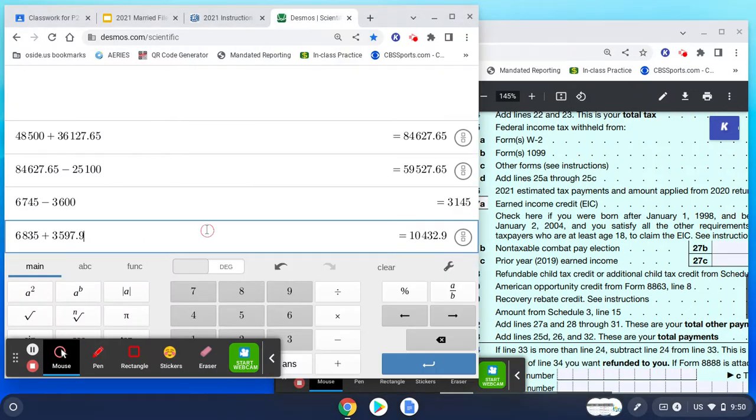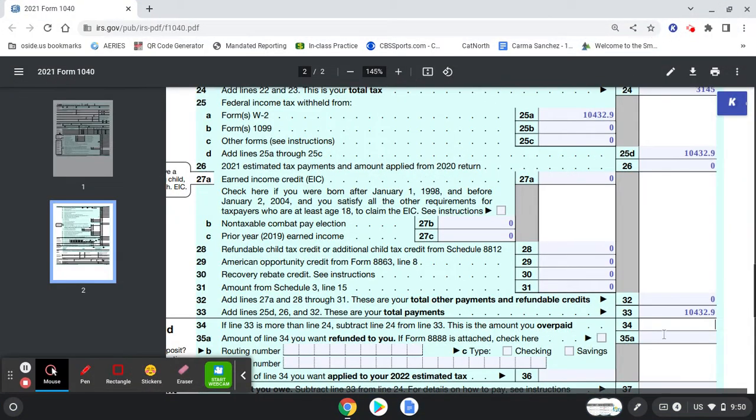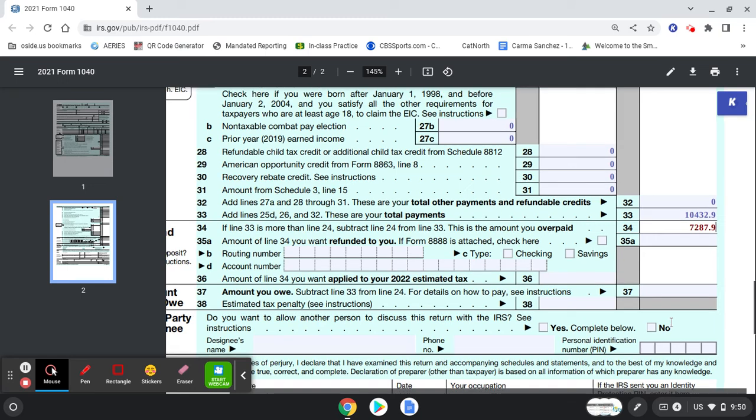Let's go subtract those amounts. Ooh, look at this money I'm getting back right now. $7,287.90 is my refund. And I would like the whole amount. You can't keep any of my money. Go ahead and send it directly to my checking account by putting in my routing number and my account number. It's going to direct deposit for me. Otherwise, they mail you a check, and that can take longer.